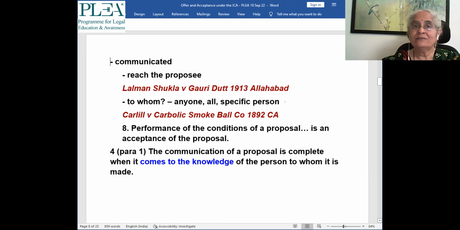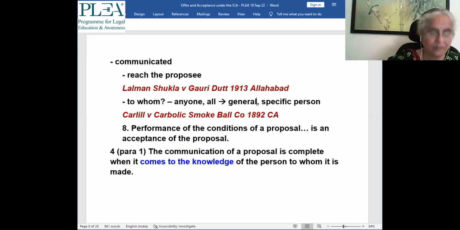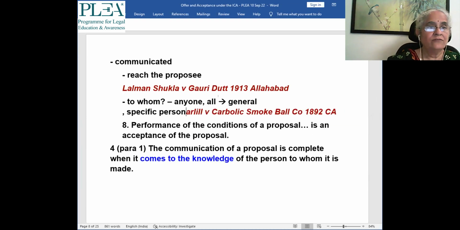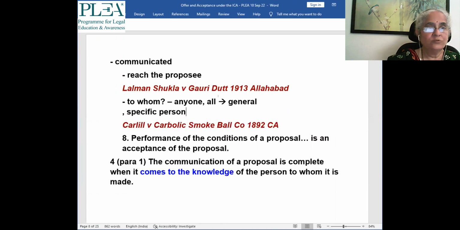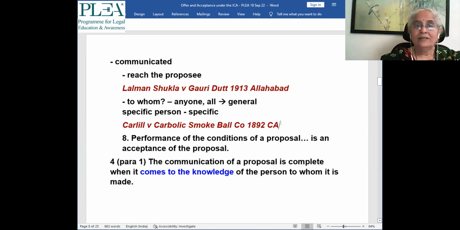So they may be general if they are to anyone or all. And if they are made to a specific person, then we call it specific offer. Later on, I'm going to discuss Carlill versus Carbolic Smoke Ball. This case is an example of a general offer which is capable of being accepted by anyone. And I'll come to section 8 again later.